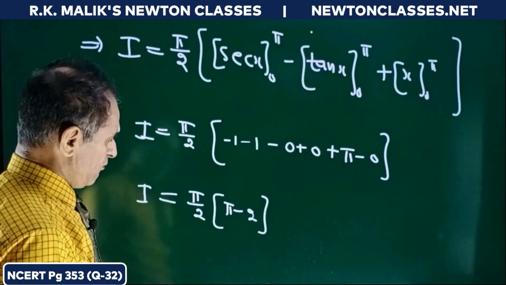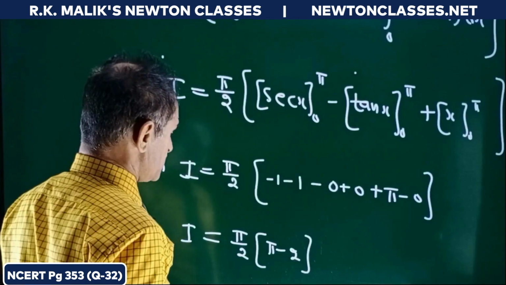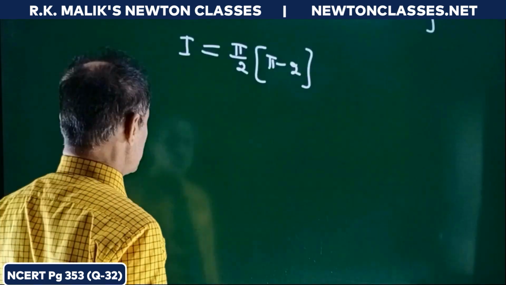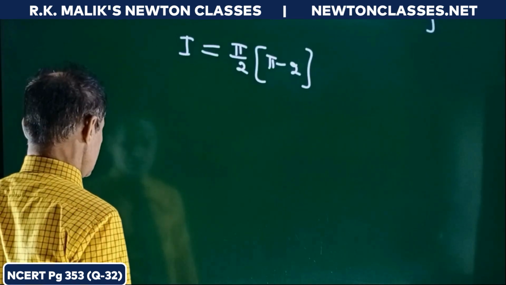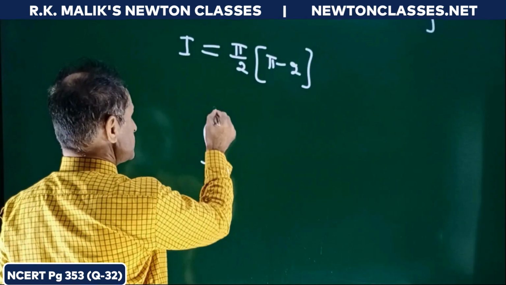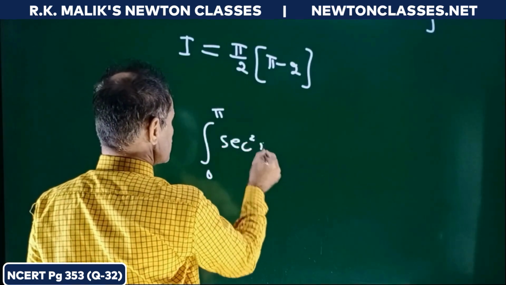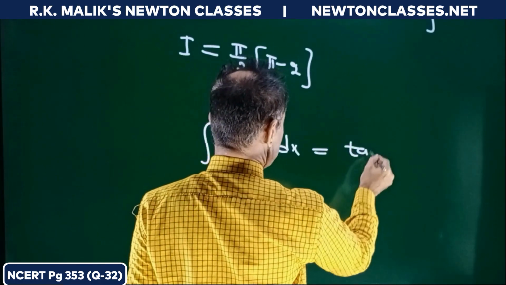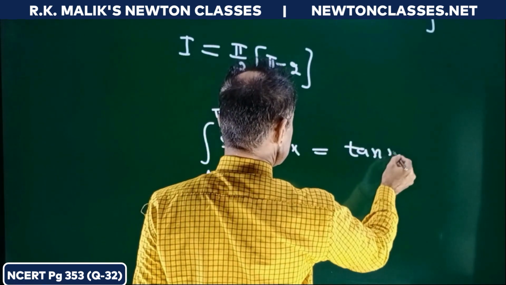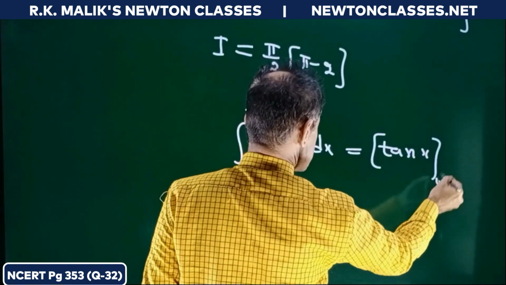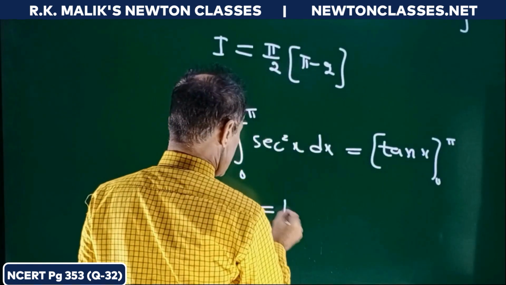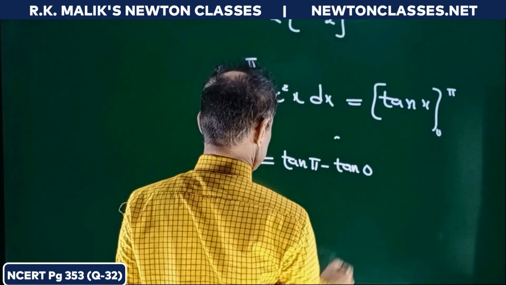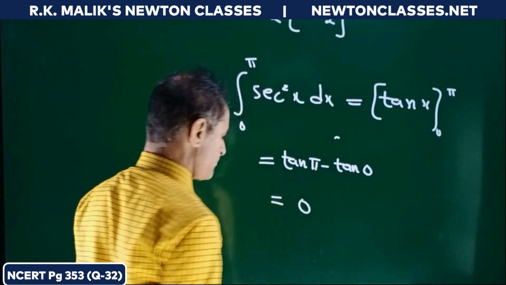I have seen that everybody is giving this solution. The mistake has been made at two places in the solution. To understand the mistake, say the integral from 0 to pi of secant square x dx is given. If you say the integral is tan x from 0 to pi, then the answer is tan pi minus tan 0, that is 0.